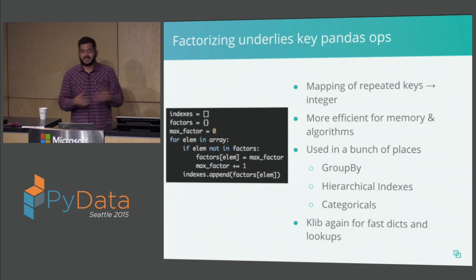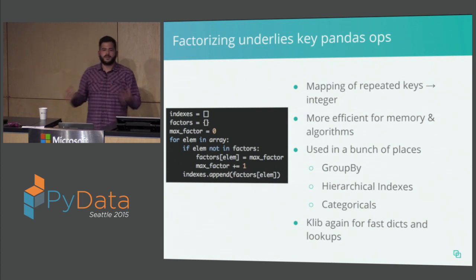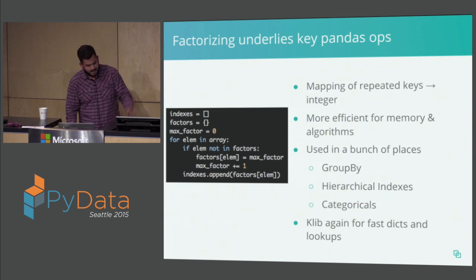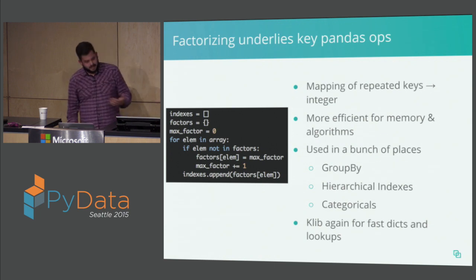Categoricals are another area where this kind of factorizing comes into play, because instead of having a string column with 100,000 entries, each of them repeated, you can store it as an integer column, which is a lot smaller and also has some performance benefits that I don't necessarily have time to go into. And this is another area where you use klib to take advantage of faster performance and the ability to stay down at the C level.